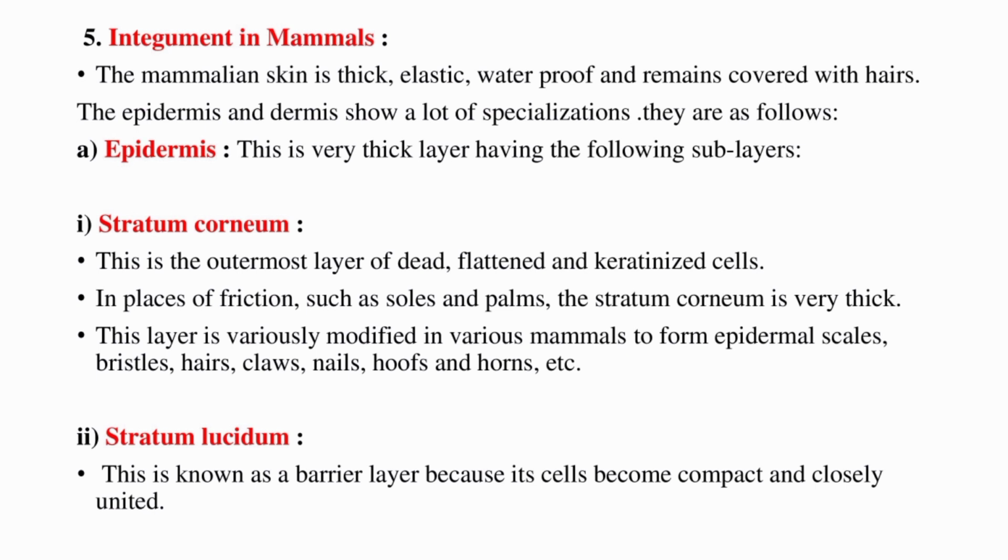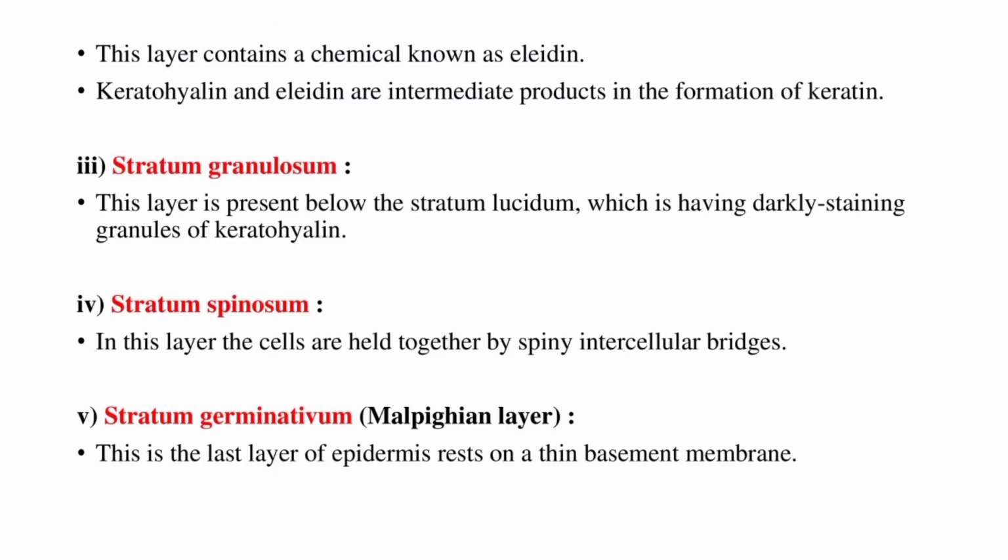Next, the second layer is stratum lucidum. This is known as a barrier layer because its cells become compact and closely united. This layer contains a chemical known as eleidin. Keratohyalin and eleidin are intermediate products in the formation of keratin. Next, stratum granulosum. This is the third layer of epidermis. This layer is present below the stratum lucidum, which is having darkly staining granules of keratohyalin.